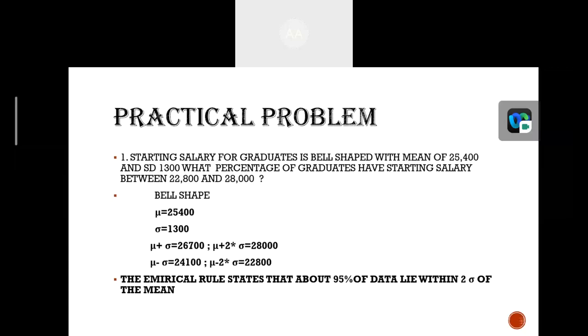So if we are calculating mu plus 2 standard deviation, we'll get the correct answer. So our finding is that the empirical rule says that about 95% of the data lies within 2 standard deviations of the mean. This is how we do this problem using the empirical rule. It is a very easy rule and we could use the formula for doing that. This is about the benefits of the empirical rule.